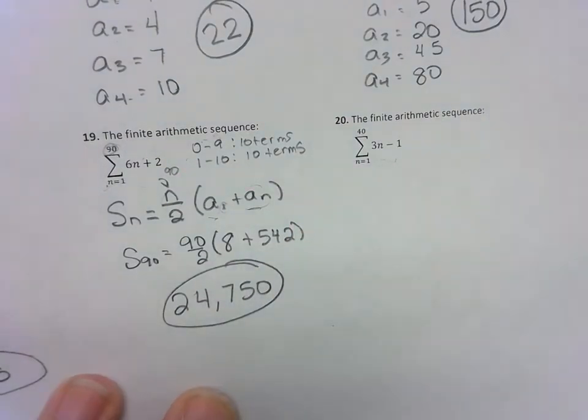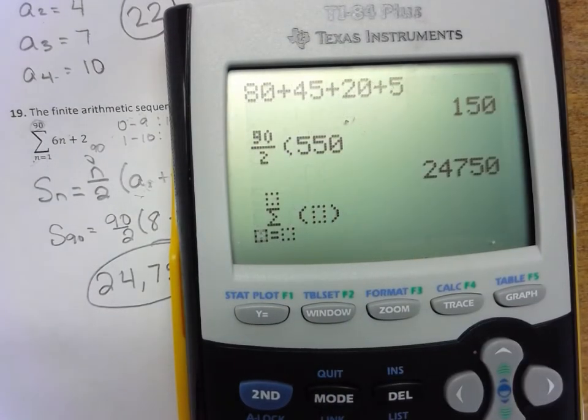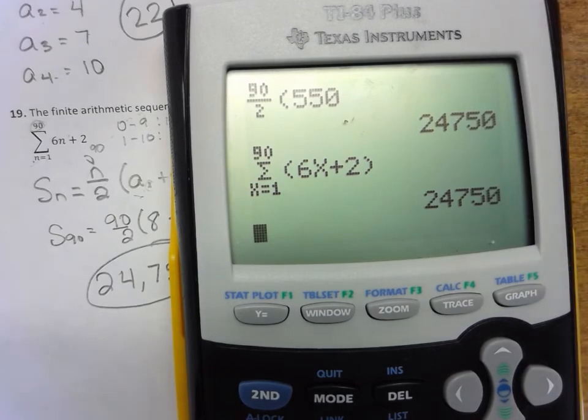Now, good kids are going to take the time to check themselves in their calculator. Math 0, you're going from x to 1, 90. Your rule is 6x plus 2. And if those numbers match, you know you did it correctly. But that will not suffice as a correct answer. If you just put that, I do need to see your work.